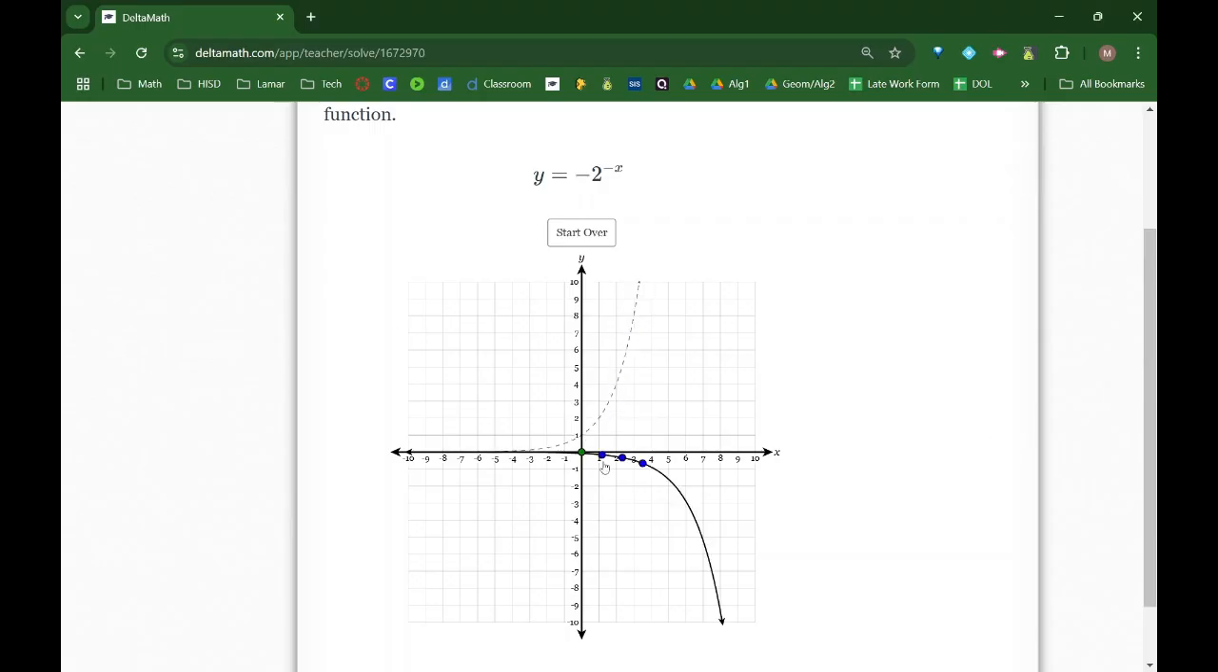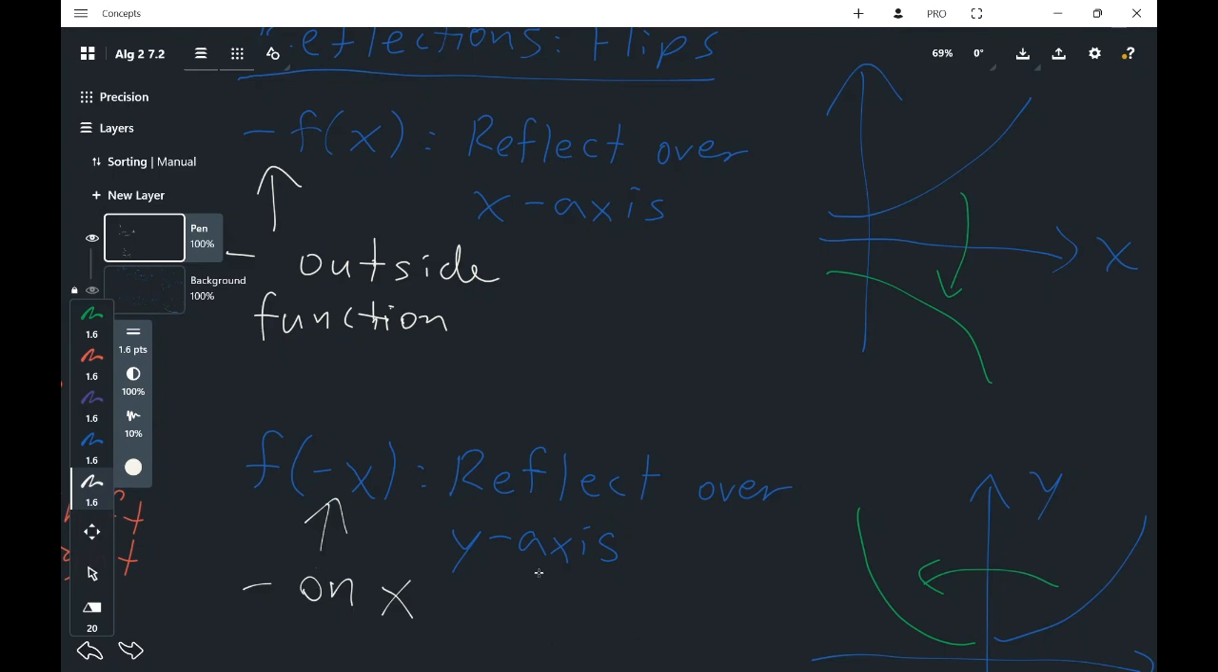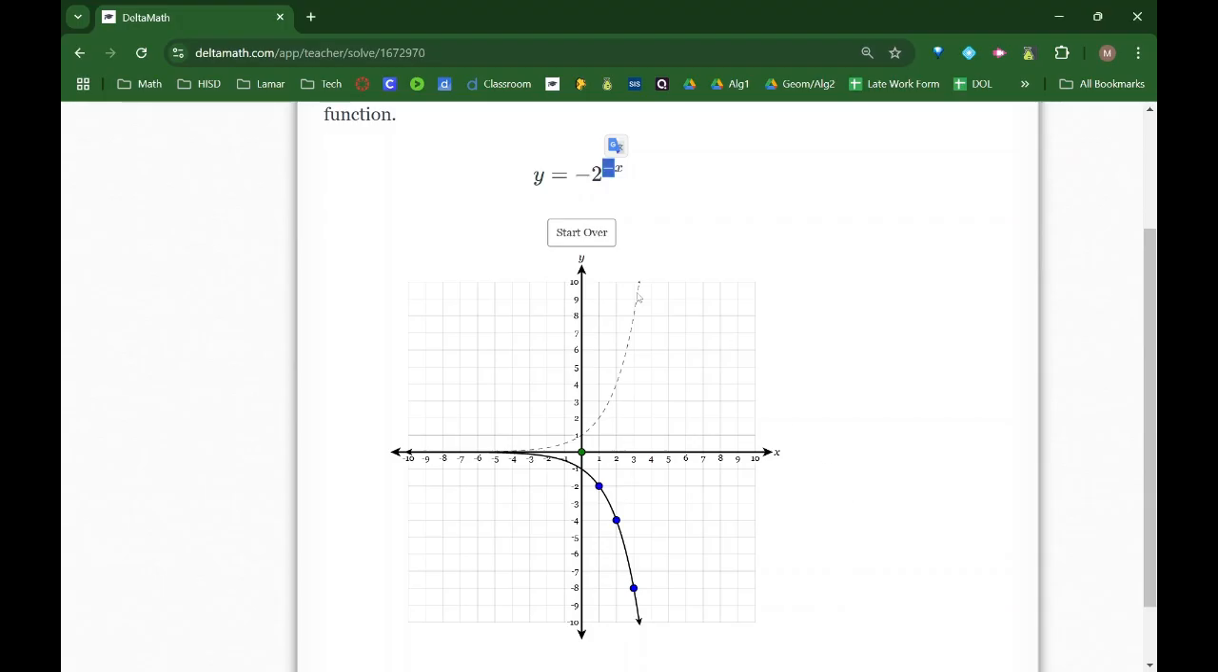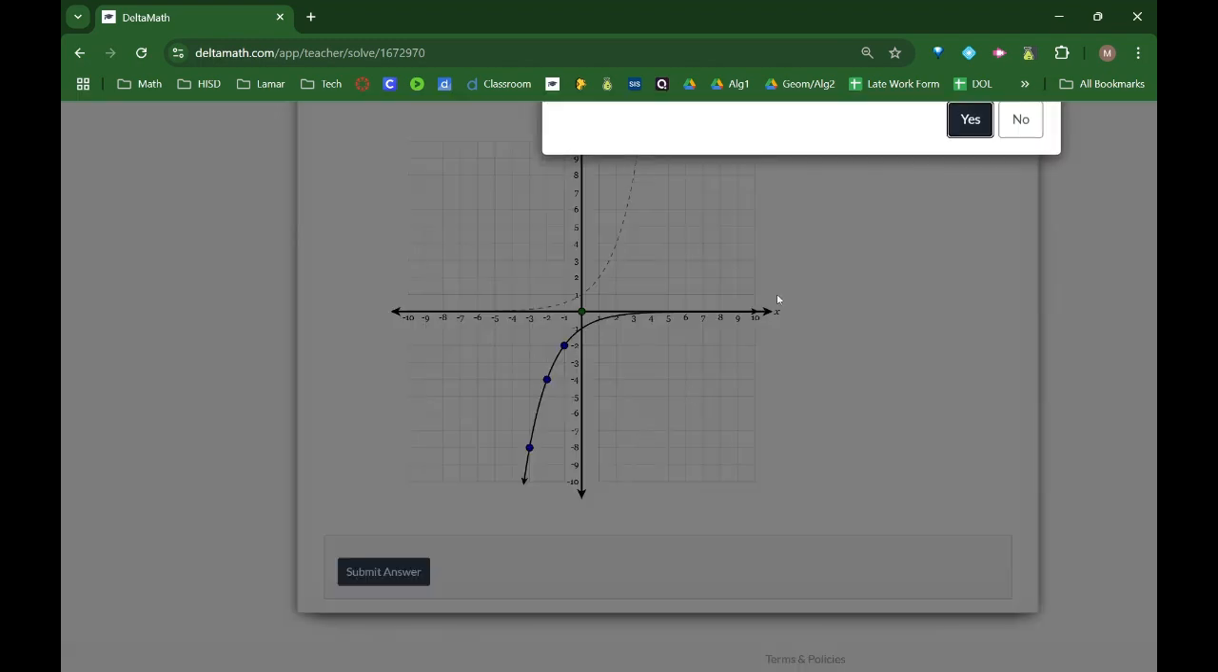I'll take 1 comma 2 and make the 2 negative. But we also have a negative on the x term. So when we have a negative on the x, that's a reflection over the y-axis. So we need to also reflect over the y. So positive 1 comma negative 2 becomes negative 1 comma negative 2. And that's our graph.